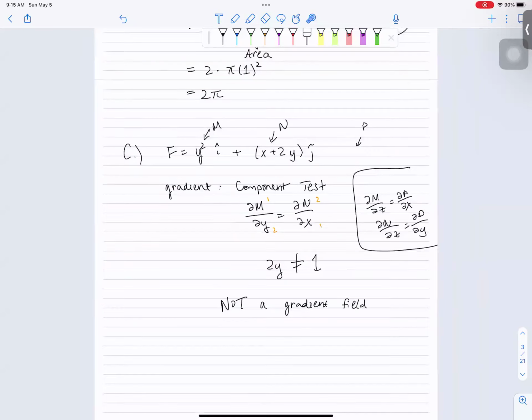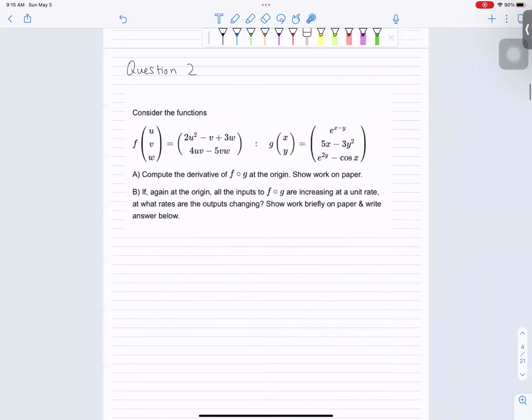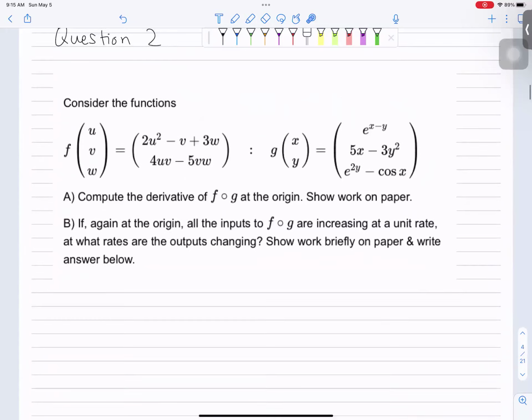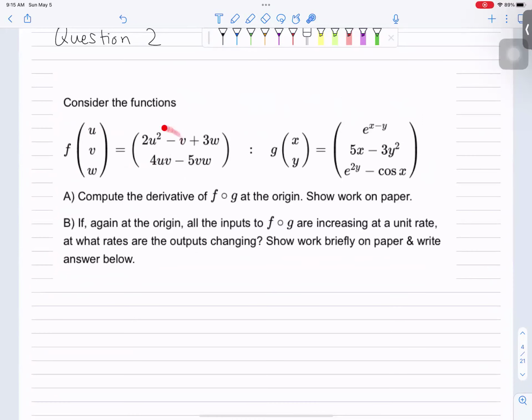Okay. If other questions pop up, just ask them in the chat. I will be monitoring that. Let's go to question 2. Question 2, we're given this f function, and we also have this g function, and it says compute the derivative of f of g at the origin.